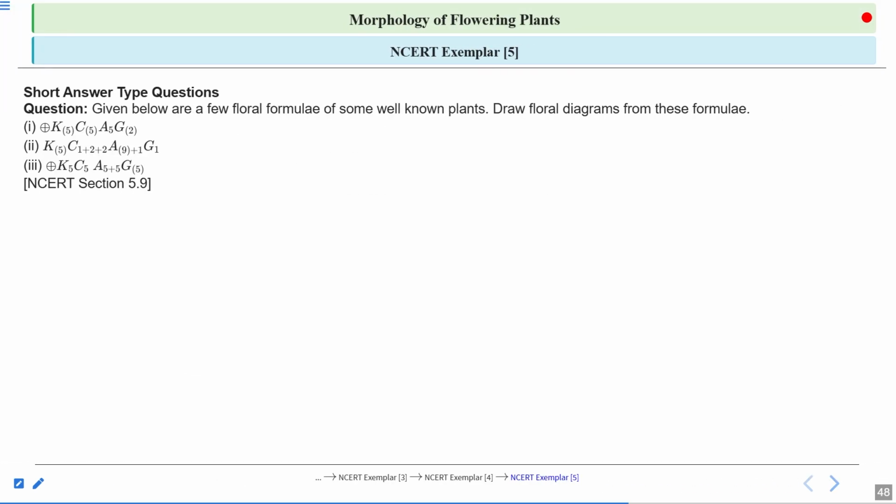Next question. Given below are a few floral formulae of some well-known plants. So draw the floral diagram for these formulae. With the help of these floral formulae, you can draw the floral diagram as well, right? So we have three floral formulae, first, second and third. This question is coming from NCERT section 5.9, the technical description of the family, that particular section, right? Let us see the answer to this question.